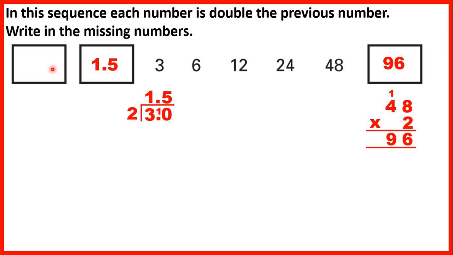But now to find this number, we need to divide 1.5 by 2. 1 divided by 2 is 0 remainder 1. 15 divided by 2 is 7 remainder 1, so we extend with a 0. And then 10 divided by 2 is 5, so our number, half of 1.5, is 0.75.